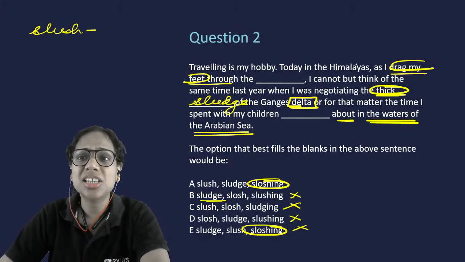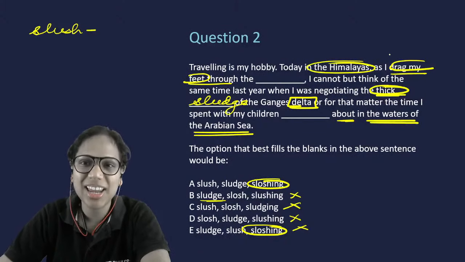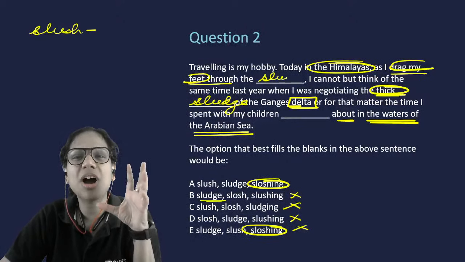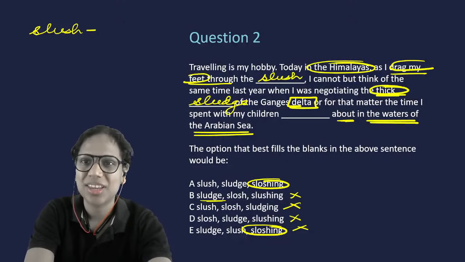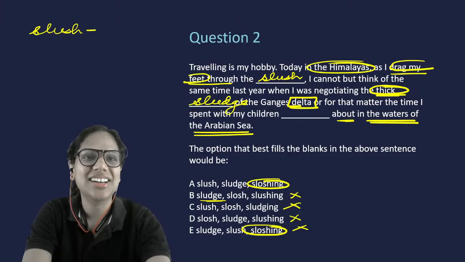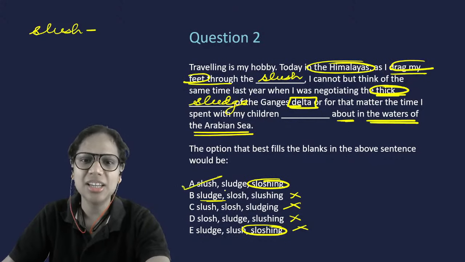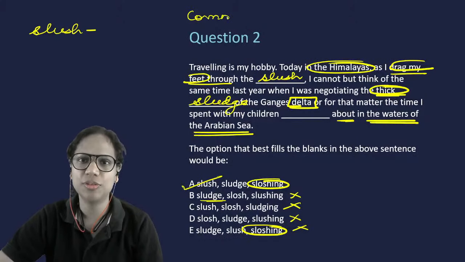Now this person is in the Himalayas. So of course the Himalayas will have ice, will have snow, right? So as I drag my feet through the slush, through the partially melted ice, through the partially melted snow, that's the logic that needed to be applied here. I hope this makes sense to you. A is our answer. So this category of questions is called common confusables.